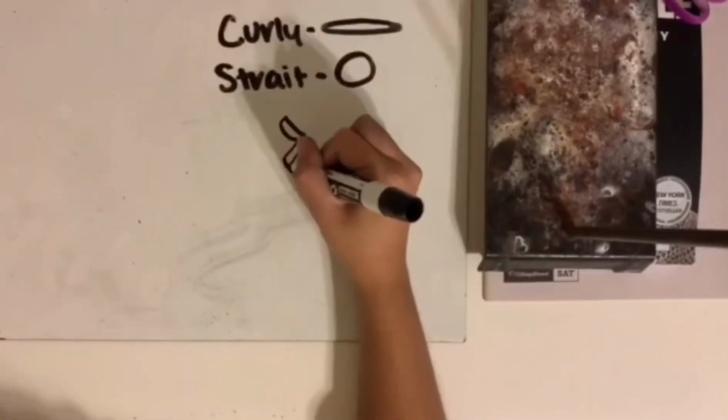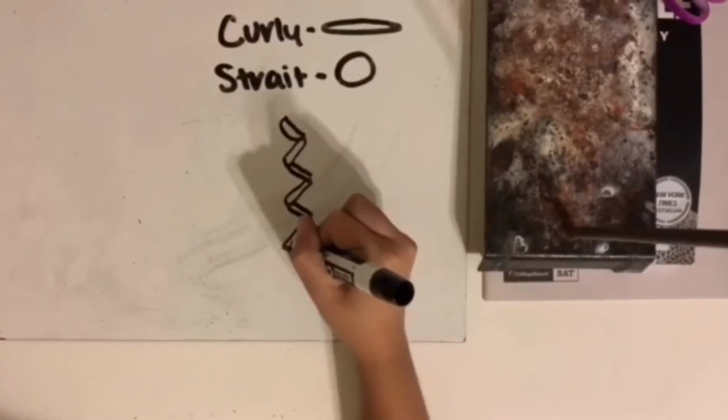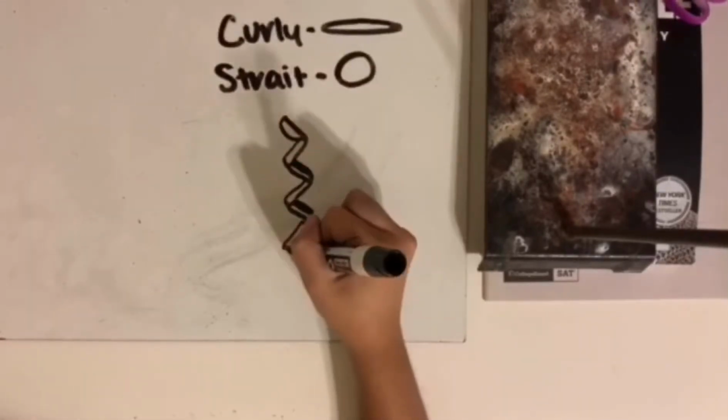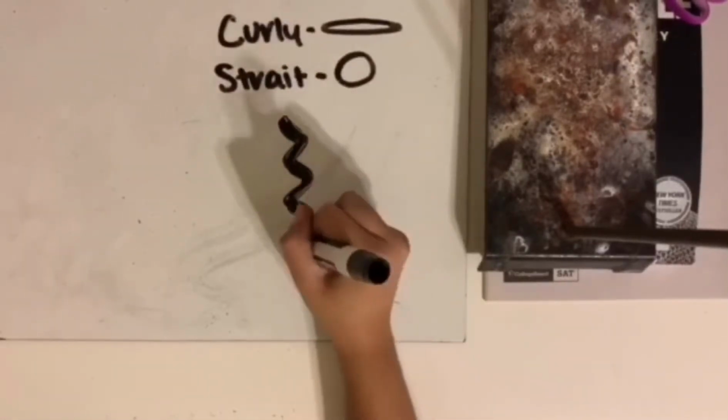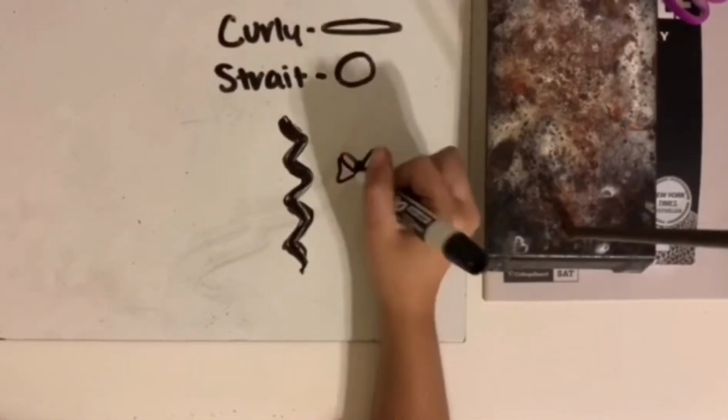Just like the wavy hair, the curly hair has an oval-like appearance. However, the curly hair is closer together, making it overlap quickly, making curly hair tighter.